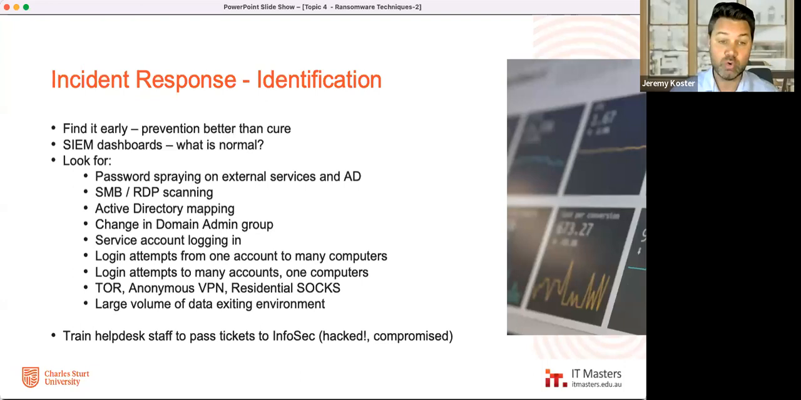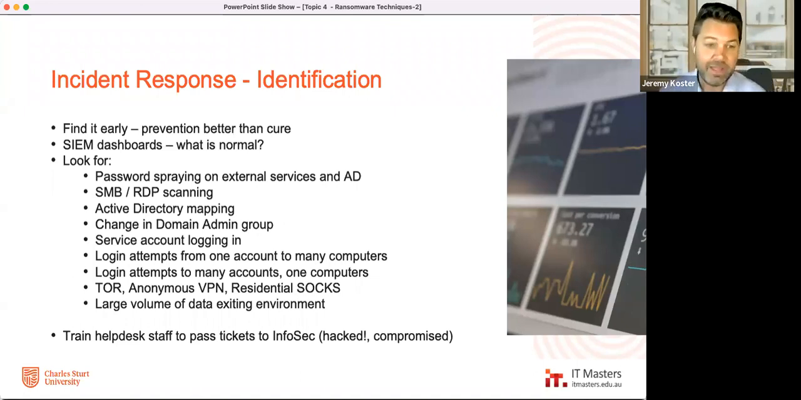Change in domain admin group. I love this one. So there's some good events in the event viewer. When you're getting those logs into your SIEM, you say, well, if the domain admin group has someone added to it, let me know. And that's a terrific alert. And then you can just go and talk to the sysadmin team and say, hey, did you mean? And by this stage, it's probably a bit late. You want to catch them before this, but it's a good indicator. And it also makes sure that your sysadmin team know that you're watching them.